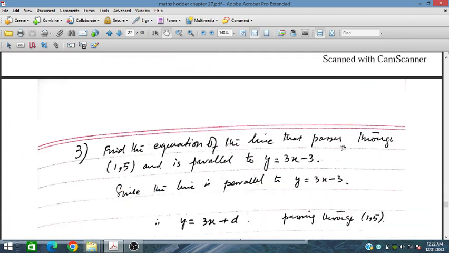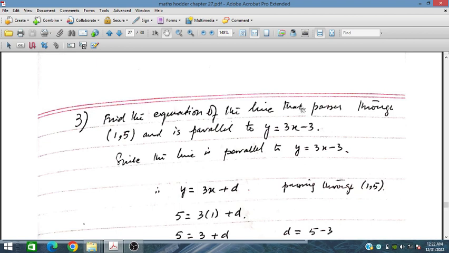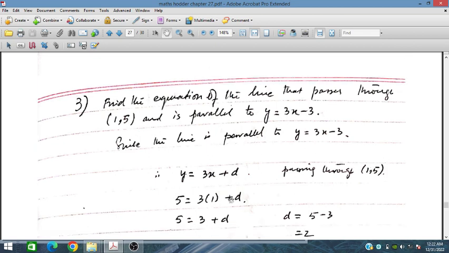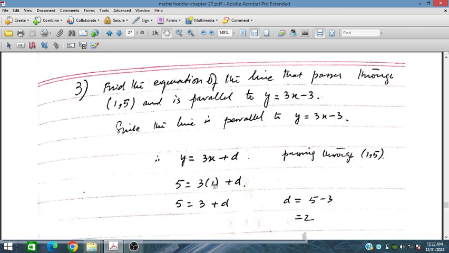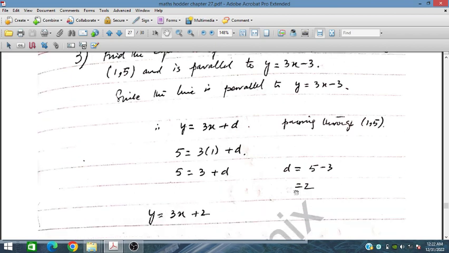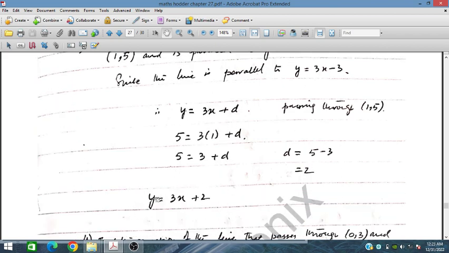And find the equation of the line that passes through the point (1, 5) and is parallel to this. So find the equation of the line that passes through this point and is parallel to this. The slope is the same, since they are parallel lines. So we will take this 3x and write c, and pass it through the point (1, 5), and we obtain this c, and this is the required equation.